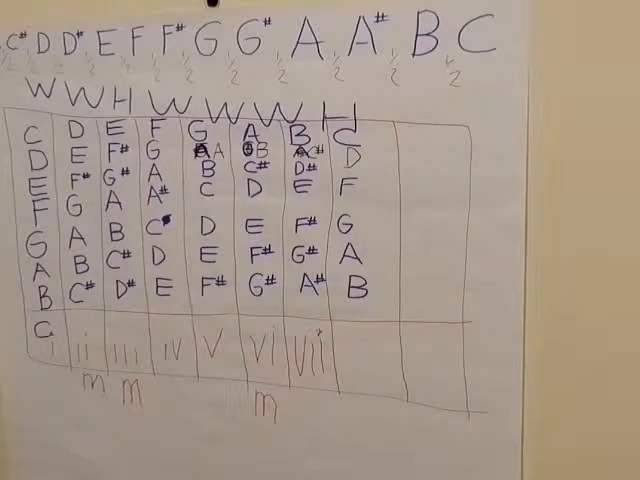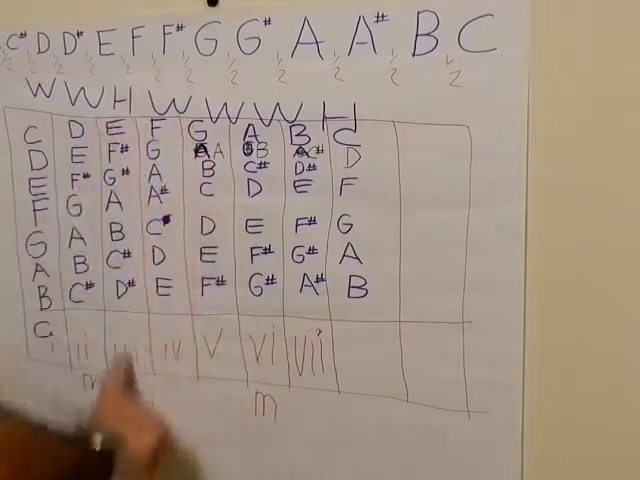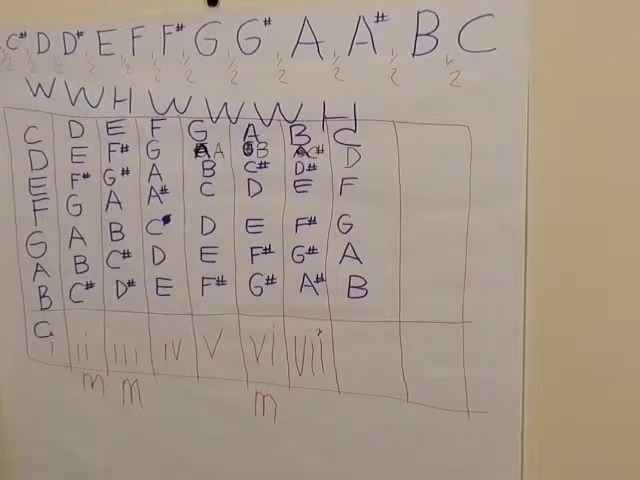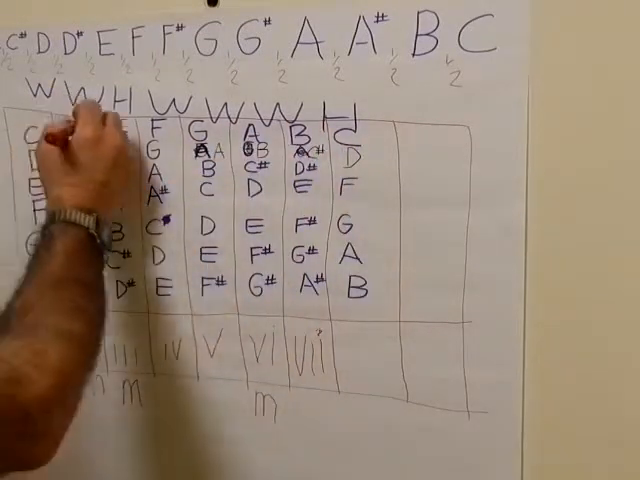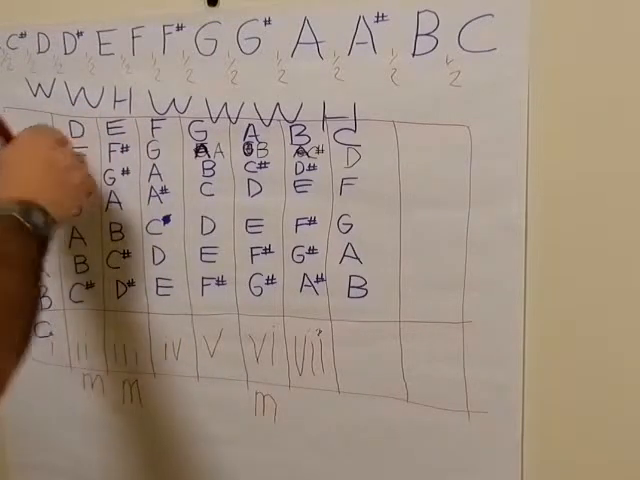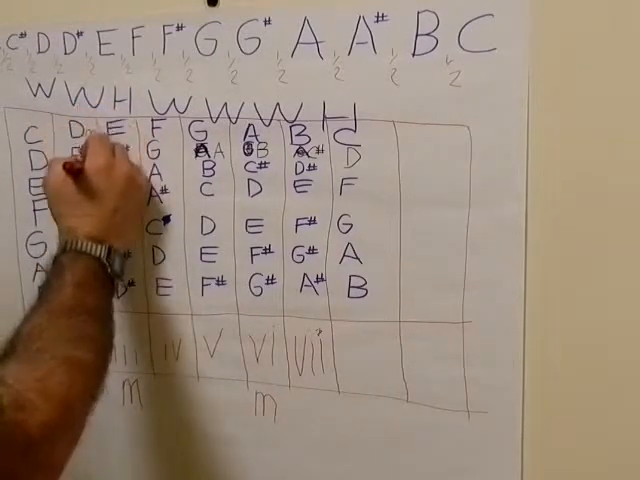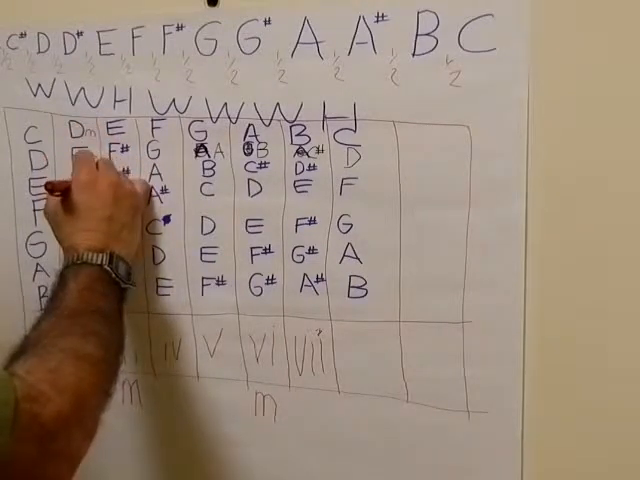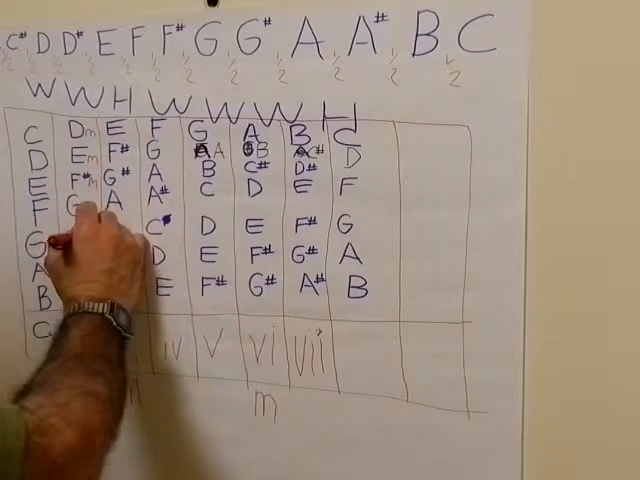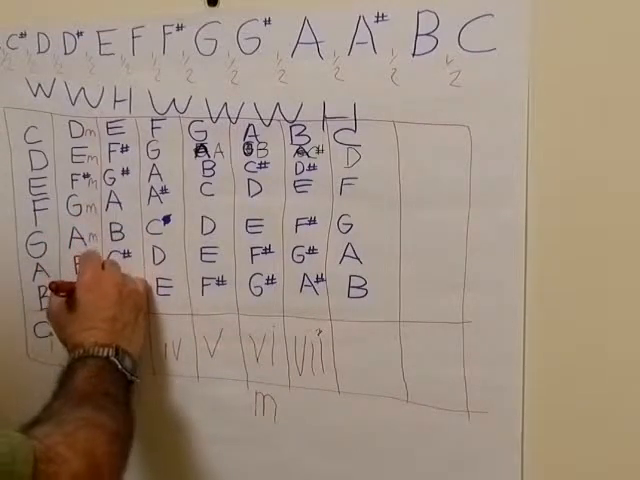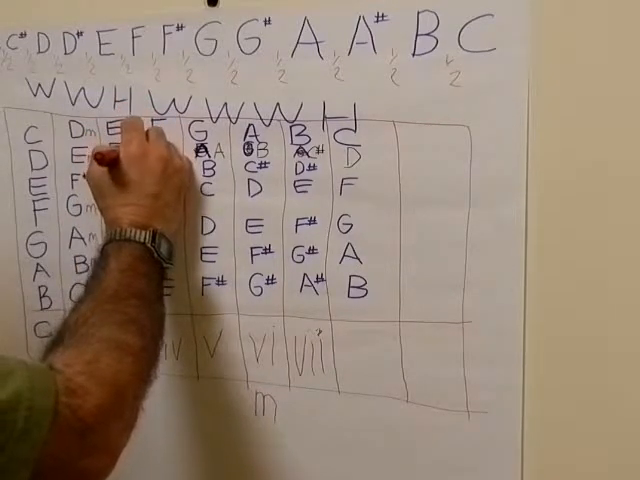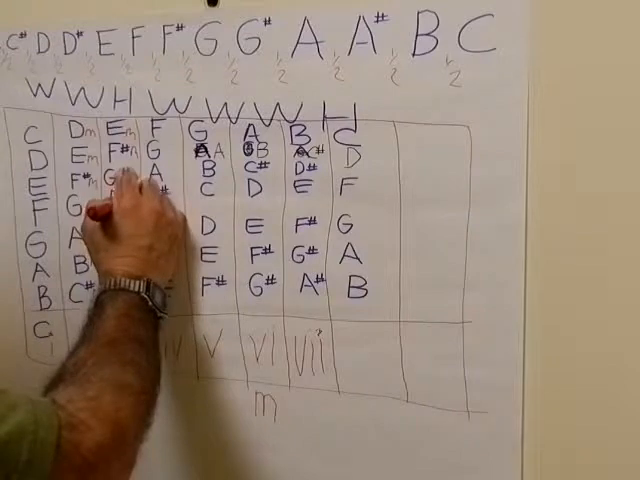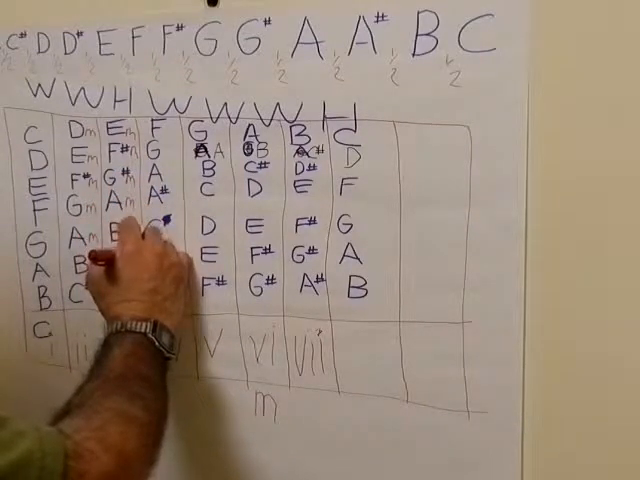Okay, well, what does that mean? It means that everything in the 2nd column, the 3rd column, and the 6th column is a minor. So now D becomes a D minor, minor, minor. Yeah, I know you're starting to say, shut up, stop saying minor, you're driving me crazy, but almost done.